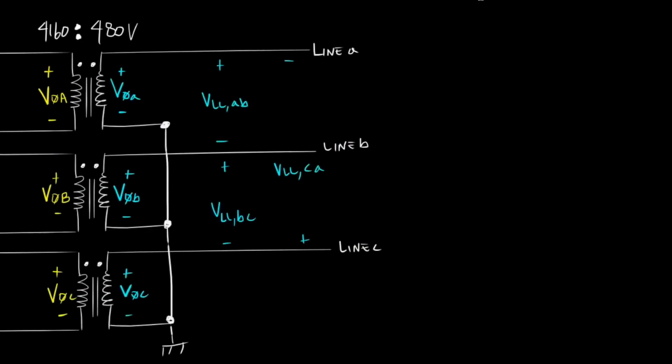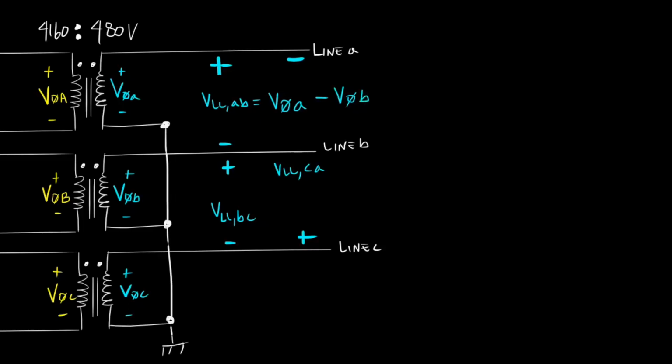On the secondary side, where our transformer is connected in Y, we'll have a different relationship between the line-to-line voltage and phase voltage. The most common line-to-line measurements are across line A and line B, across line B and line C, and lastly across line C and line A. The line-to-line voltage measurement across line A and line B is equal to phase A voltage minus phase B voltage.